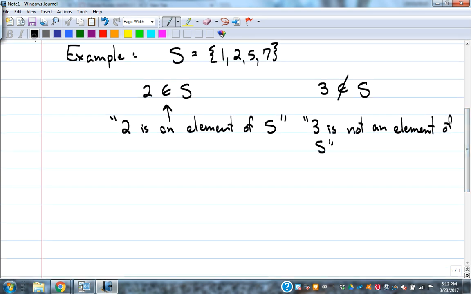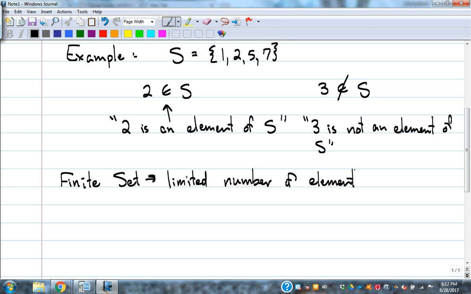Okay? All right. So there's a couple of different kinds of sets that we're going to deal with in this section. One is called a finite set. A finite set means it has a limited number of elements. One thing that you can remember with finite sets is you can count the pieces in a finite set. The number of people in this room is a finite set. We can count how many people are in this room. That's a finite set.